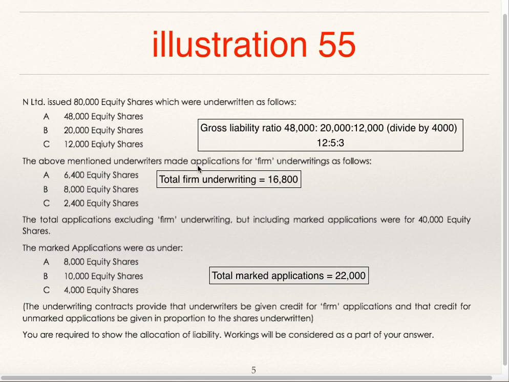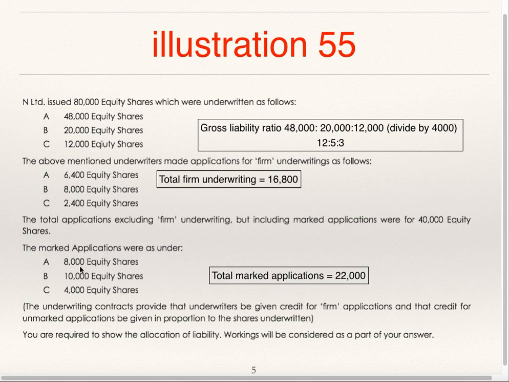Above mentioned underwriters made application for firm underwriting as follows. This is firm underwriting. A 6,400, B 8,000, C 2,400. Total firm underwriting is 16,800. Add these three, you will get 16,800. Total applications excluding firm underwriting, but including marked applications, were 40,000 equity shares. Total applications received are 40,000. Issued capital is 80,000. Underwriters' total liability will be 80 minus 40 is 40.